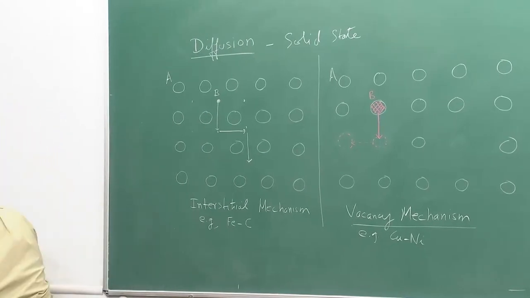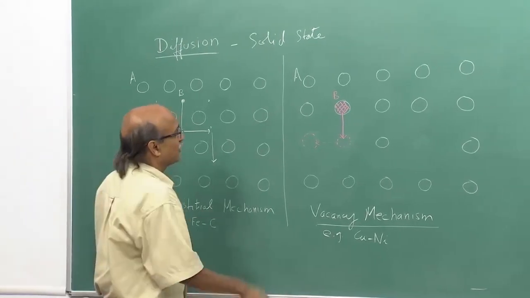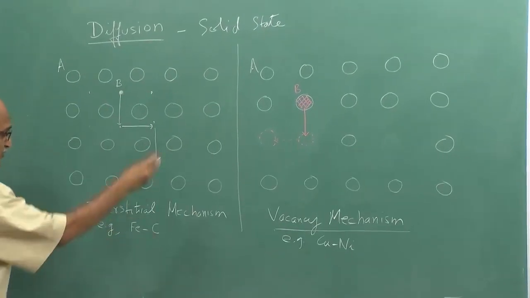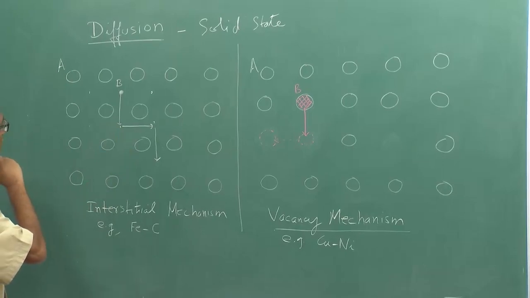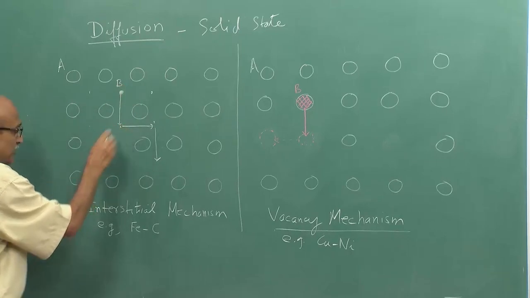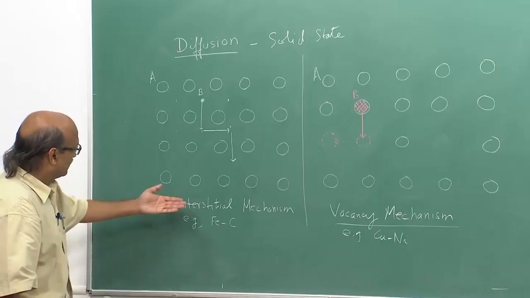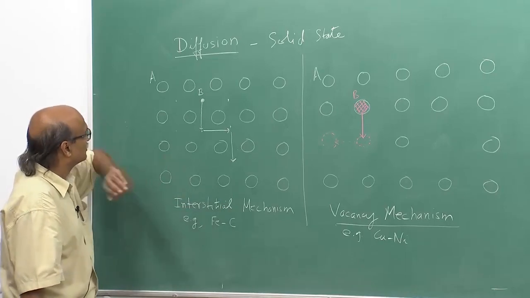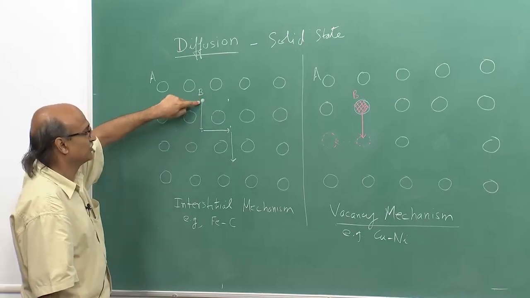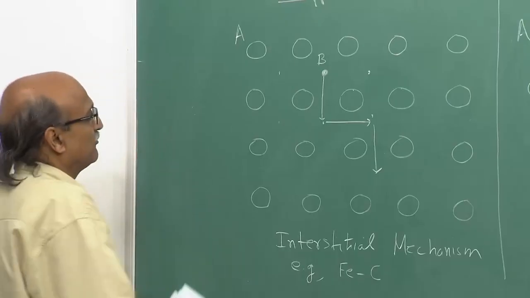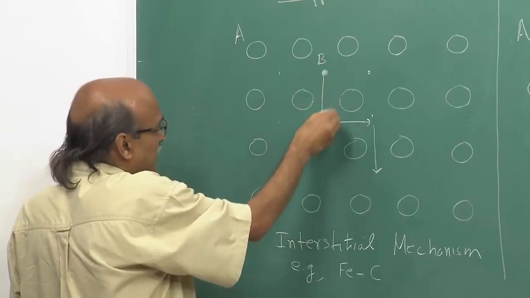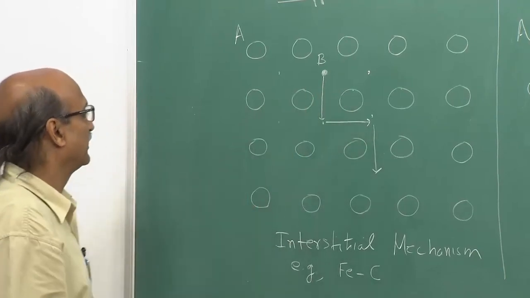But it should be noted that for an atom to jump from this location to a vacant site, in the case of substitutional solid solution, and in the case of interstitial solid solution, for a B atom to jump from here to here, one should note, say for example, in the case of interstitial solid solution, the gap between these two atoms is actually much smaller than the size of the B atom. In order for this atom to jump, it has to squeeze through the two neighboring atoms.